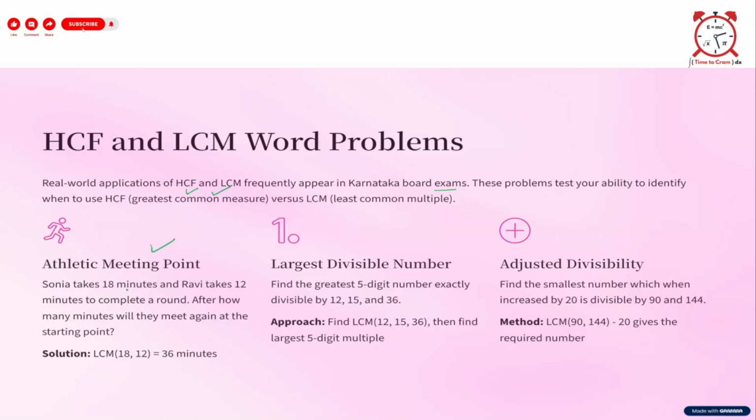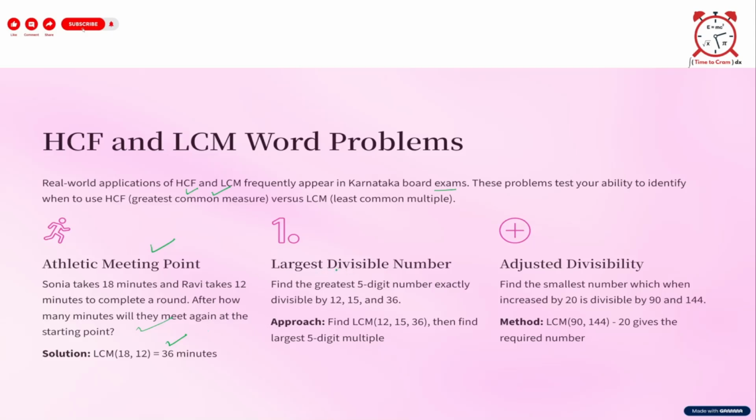Athletic meeting point. Sonia takes 18 minutes and Ravi takes 12 minutes to complete a round. After how many minutes will they meet again at the starting point? We have to find the LCM of both given numbers 18 and 12, and its LCM is 36. So they will meet again after 36 minutes at the same starting point.